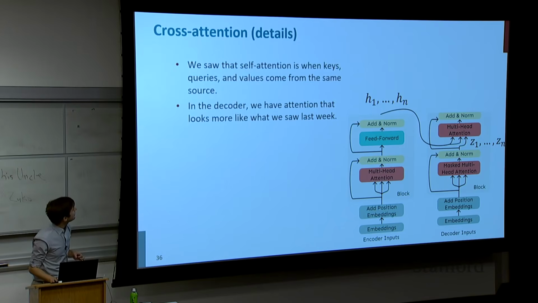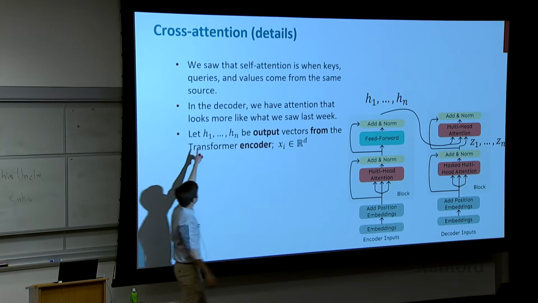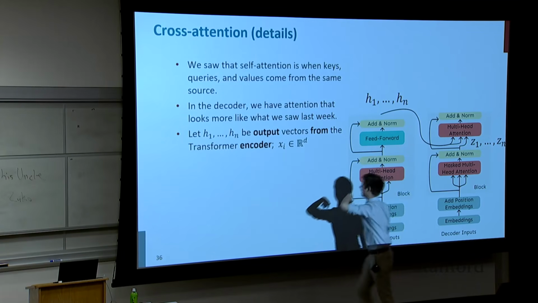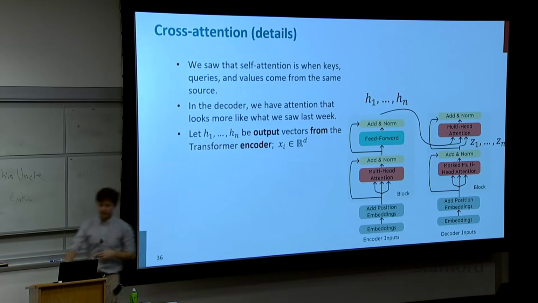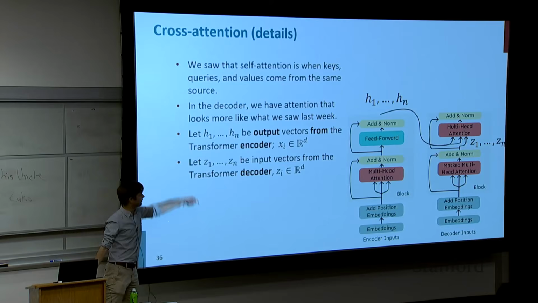And so just in a little bit of math, we have these vectors h1 through hn, I'm going to call them, that are the output of the encoder. And then I've got vectors that are the output of the decoder. So I've got these z's, I'm calling the output of the decoder.